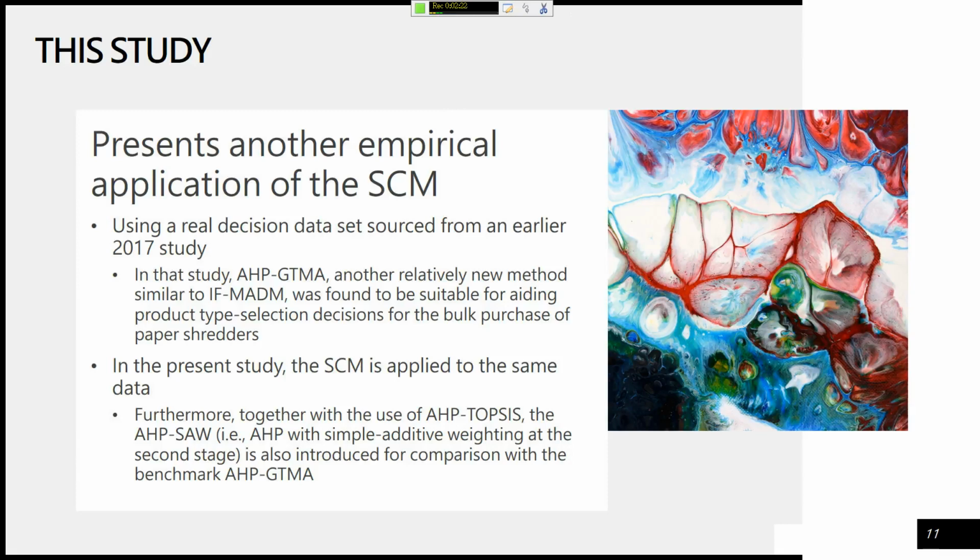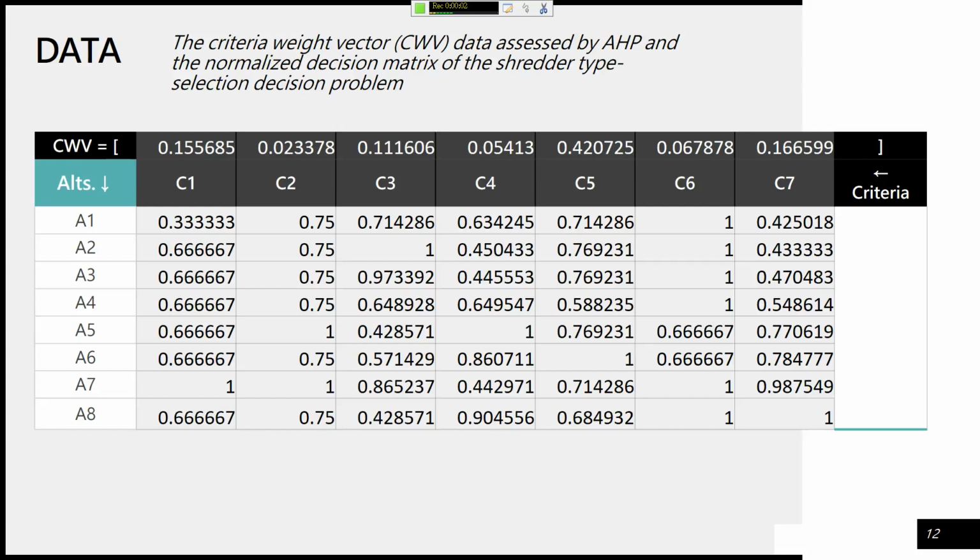credible methods. The lower part of the table is the normalized decision matrix of the datasets for the decision case, which has 8 alternatives to be ranked, including A1 to A8, and 7 criteria to be considered, including C1 to C7. For more detail, please see the 2017 paper that is quoted.